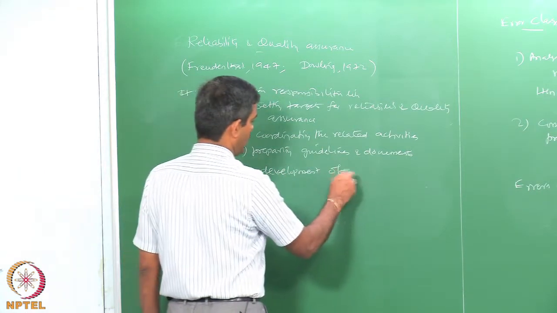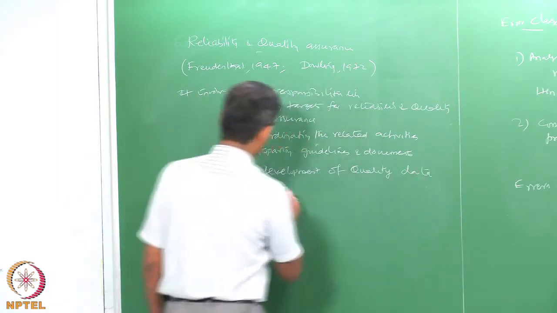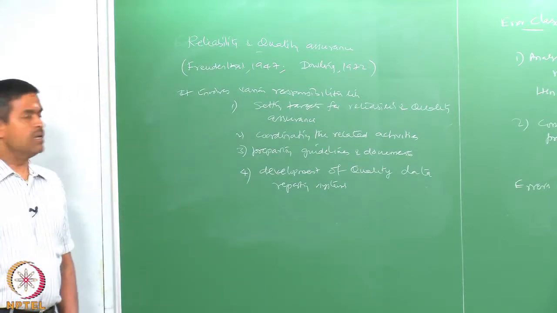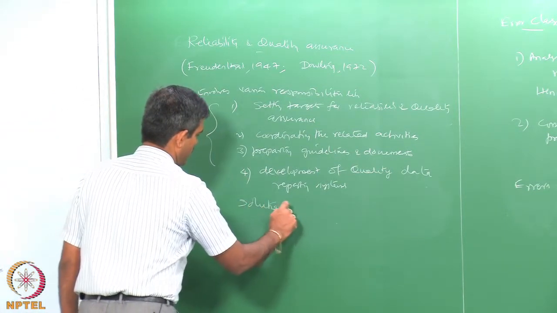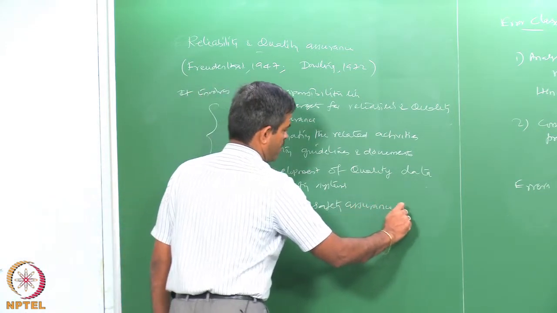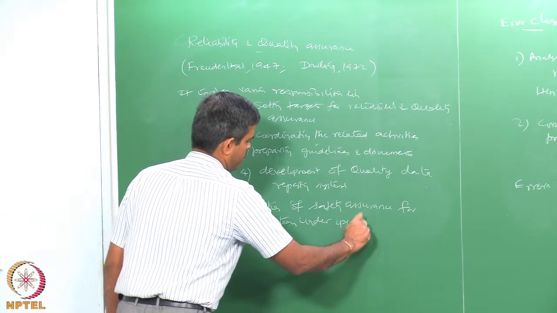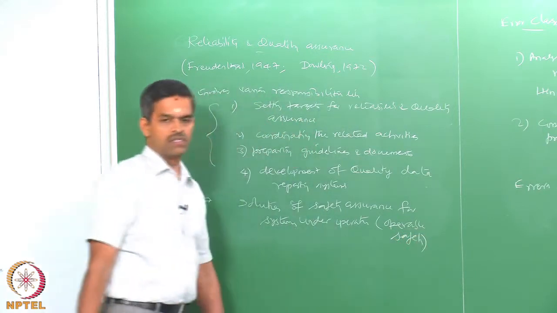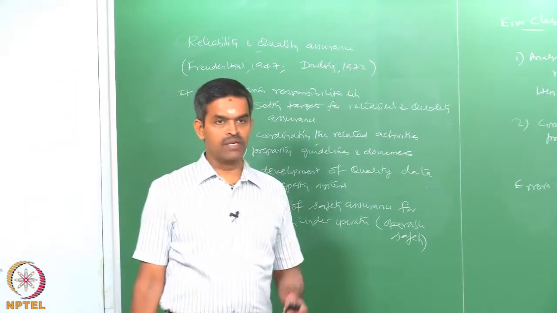Development of a quality data reporting system. Okay. If these are all done, it can lead to solutions of safety assurance for systems under operation, what we call operable safety or operational safety, as discussed by Freudenthal 1947 and Dowling 1972.